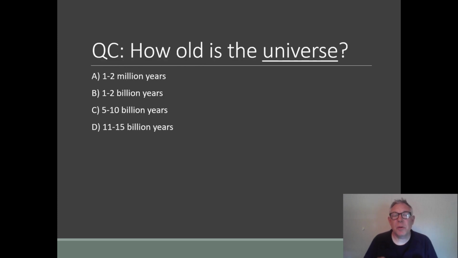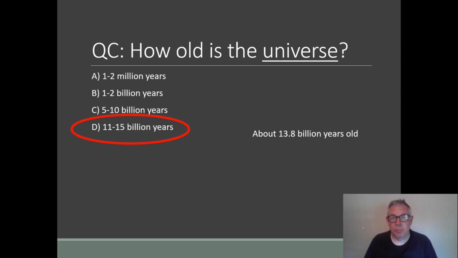So let's start off with a quiz. First question: how old is the universe? And so what we consider, all the stars and all the planets. Is it 1 to 2 million years, 1 to 2 billion years, 5 to 10 billion years, or 11 to 15 billion years old? Well, the correct answer is 11 to 15 billion years old, about 13.8 billion years.